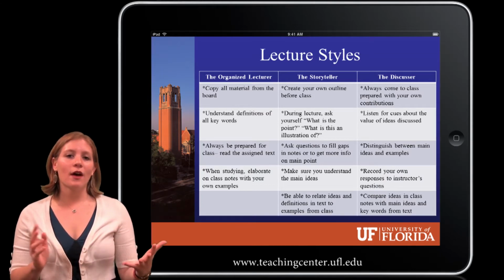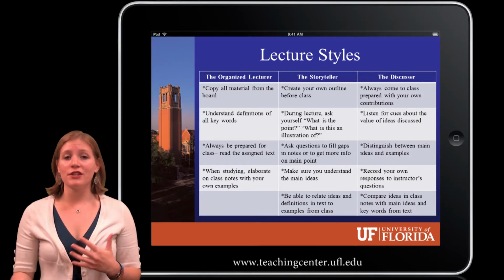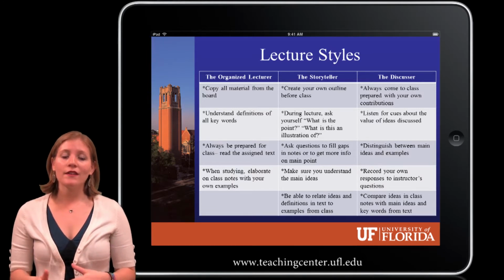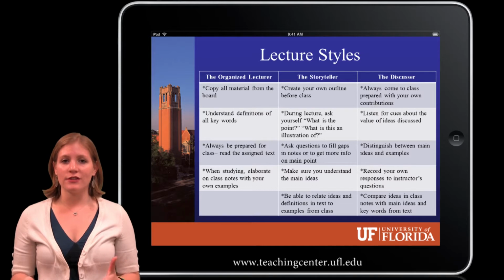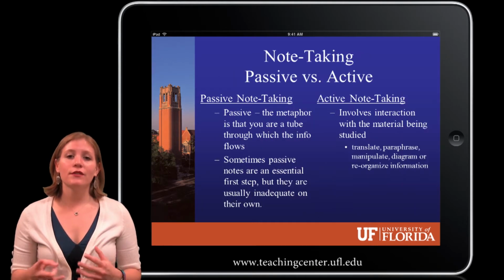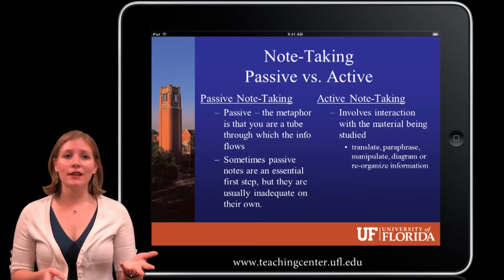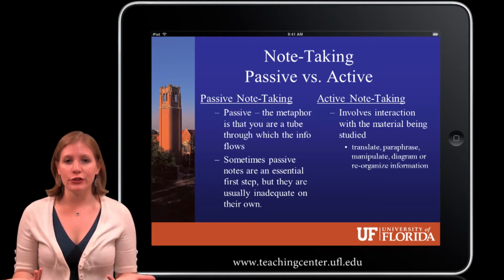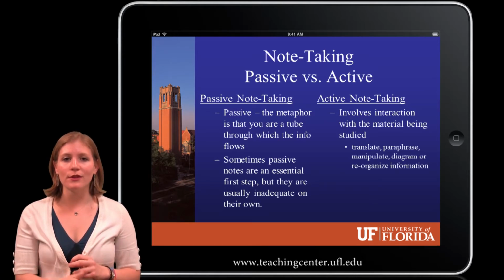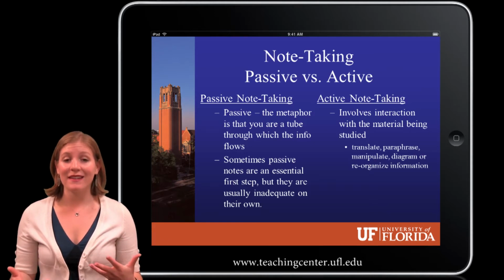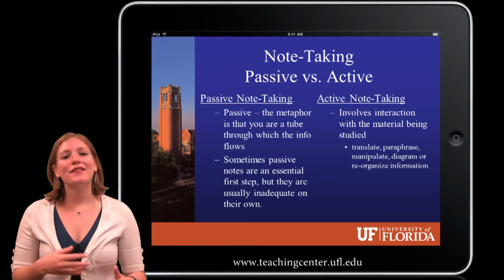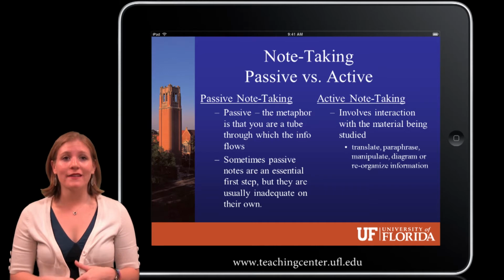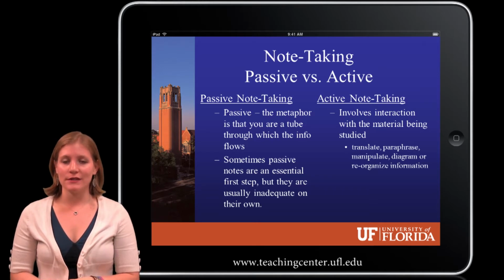So now that we've thought about the different ways that information can be presented to us, now's the time to think about note-taking strategies as a whole. There are two different ways you can take notes, either passively or actively. In passive note-taking, it's almost as if you're a tube and the information just flows right through you and you're not really synthesizing anything. So to avoid this, we're going to try to take active notes.